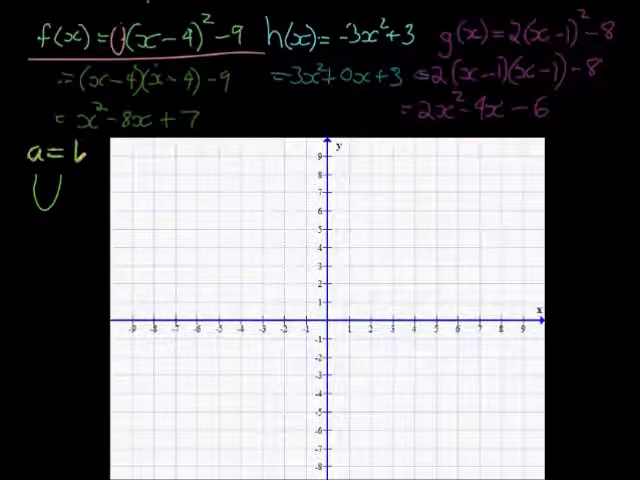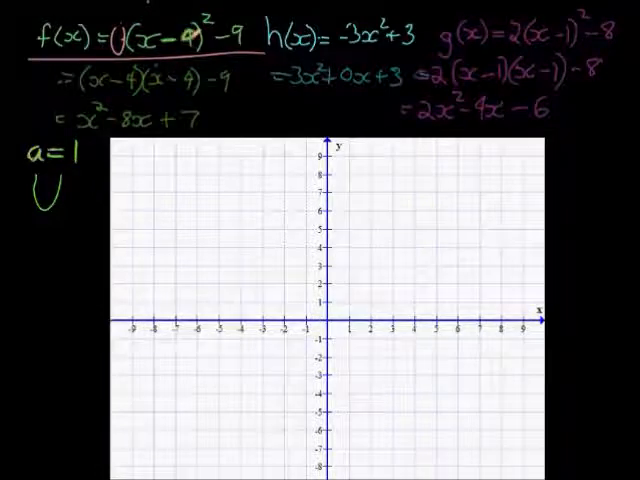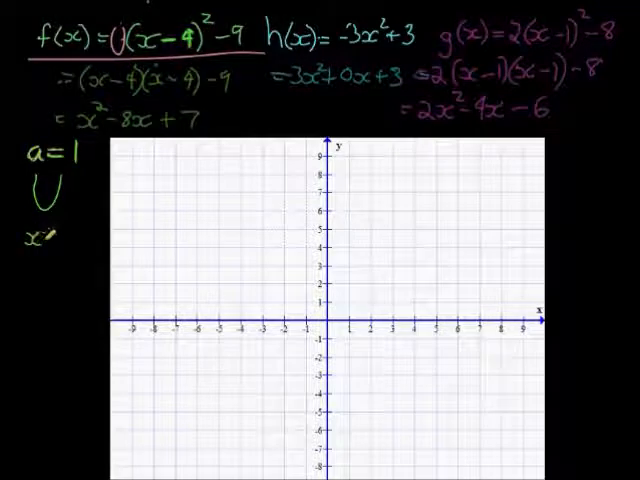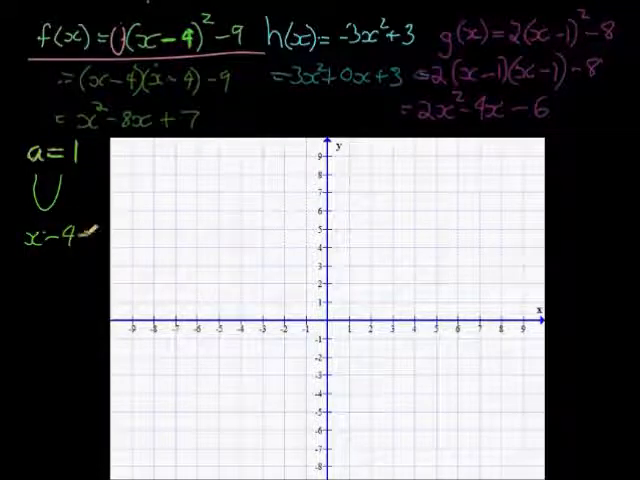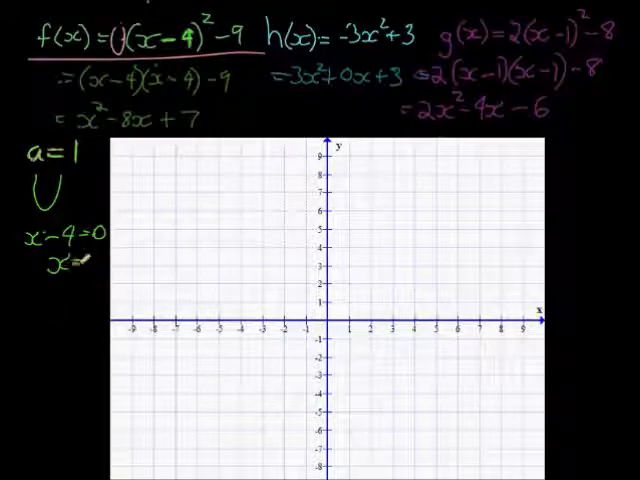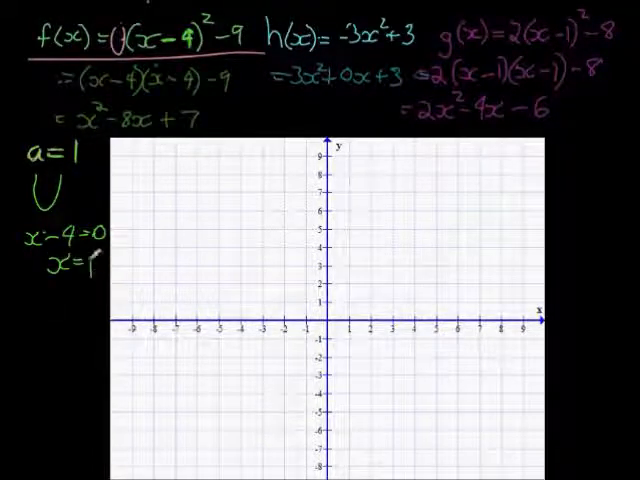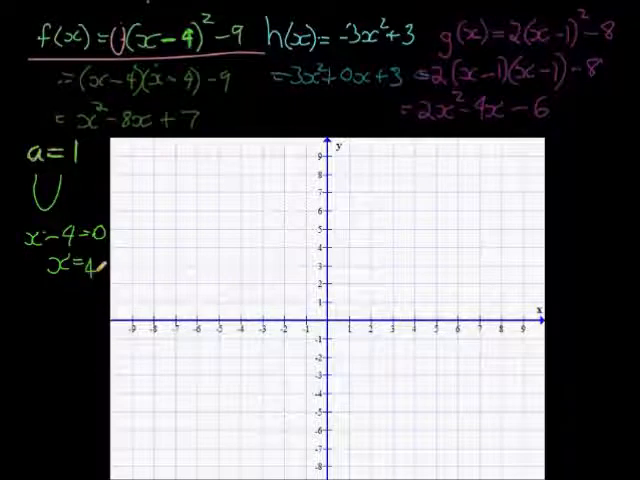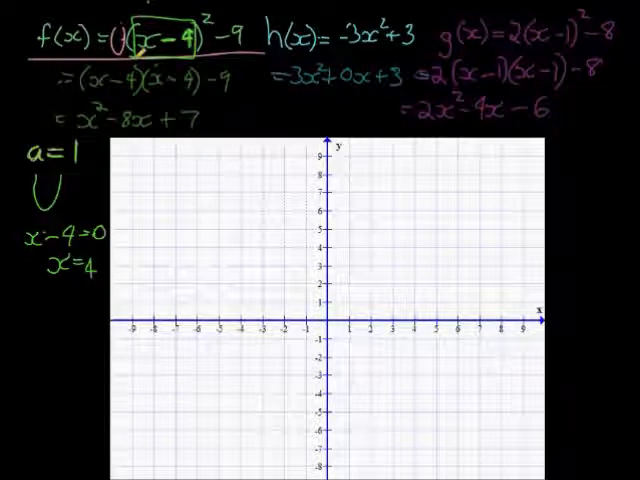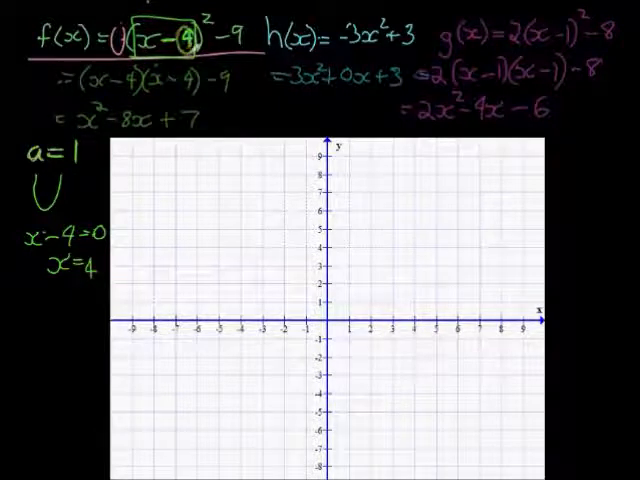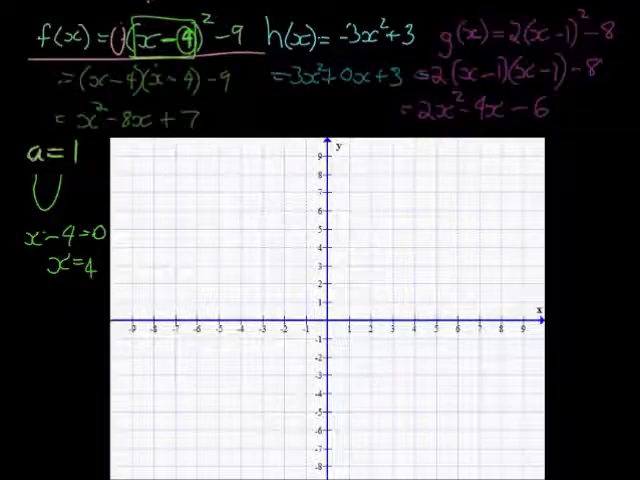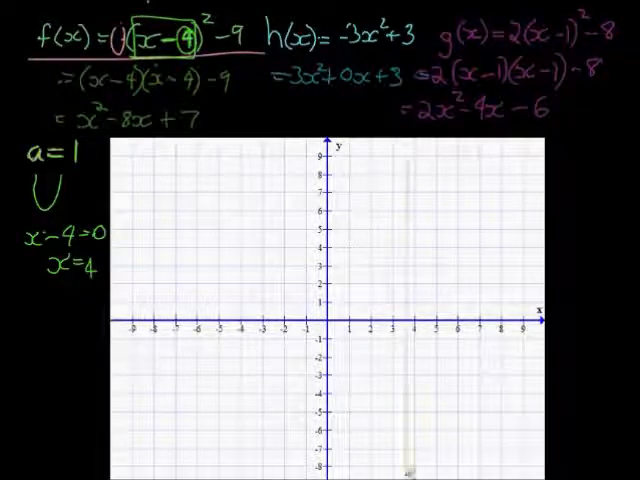The position. Now here we see, okay, my p, my symmetry line, is the line x minus 4 equal to 0. And that means x is equal to 4. So in other words, all I did was to take this bracket and make it equal to 0, and we can see that's the value of p anyway, which means down here is my symmetry line at x equal to 4.